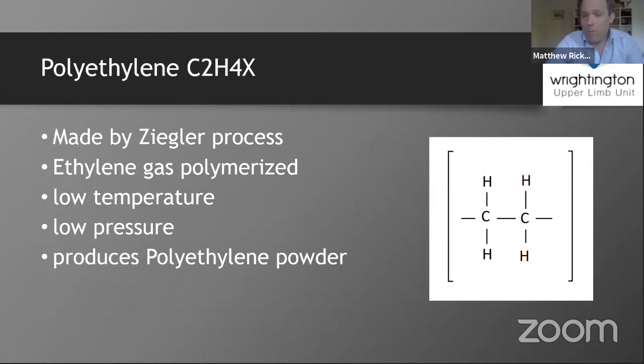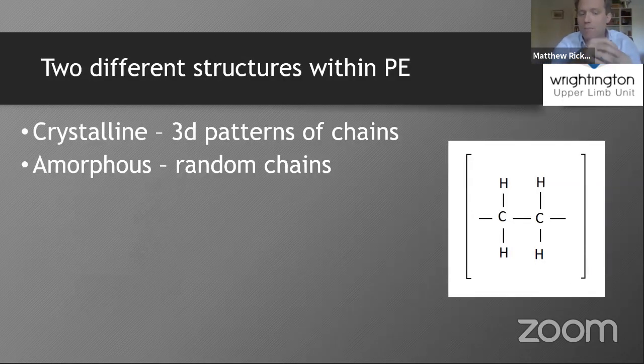You need to know a bit about polyethylene. You need to know the reoccurring chain, the 2 carbons, 4 hydrogens, and that it is a very long chain that these have, okay? It's made by the Ziegler process. It's where you have ethylene gas, which is polymerized under low temperatures and low pressures. And this in turn produces a polyethylene powder.